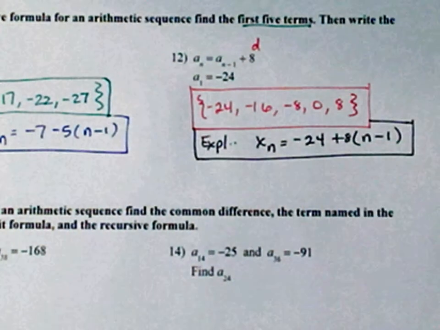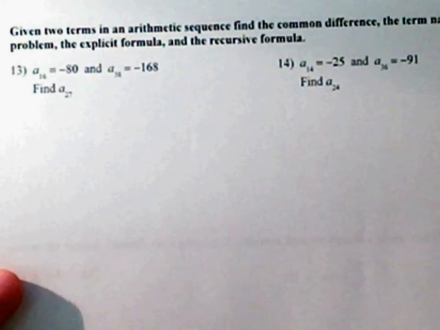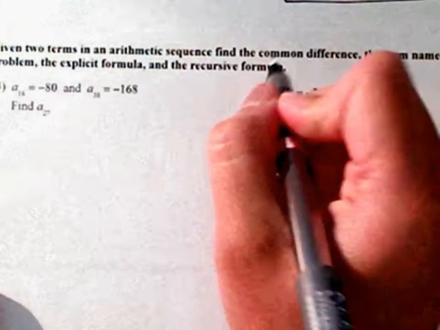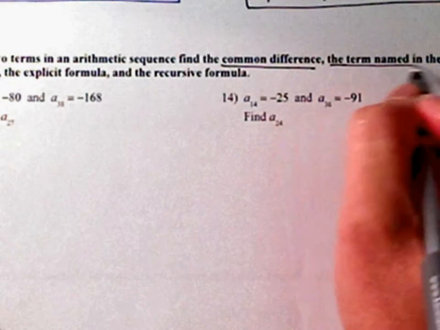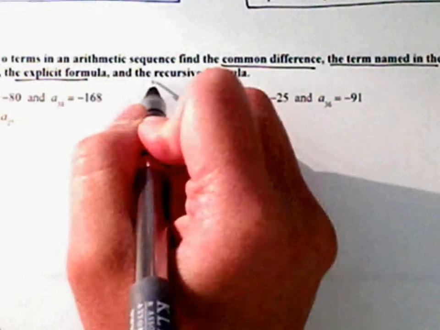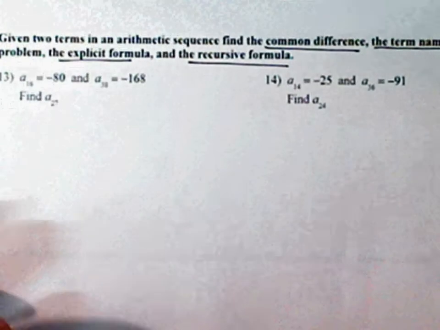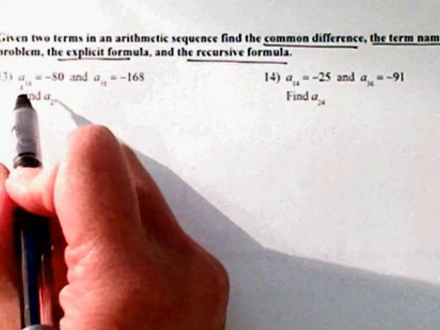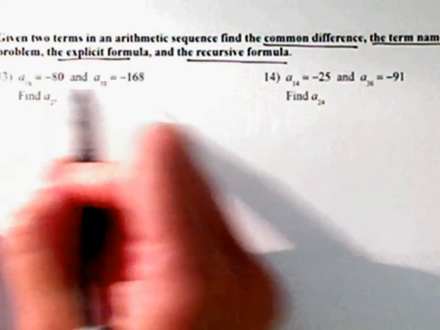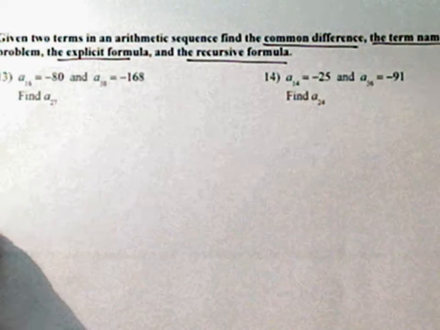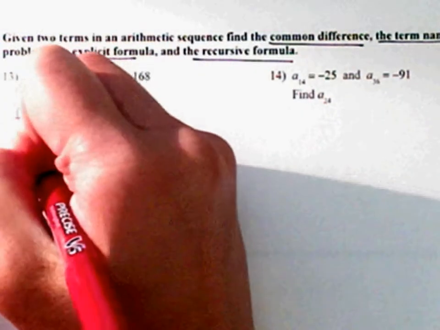There you go. Number 13, it says, given 2 terms in the arithmetic sequence, find the common difference, the term name, the explicit formula, and the recursive formula. So those are a lot of different things that you're going to have to find. All right? Here you have a of 16 equals -80, and a of 38 is -168. First of all, you want to go find D.